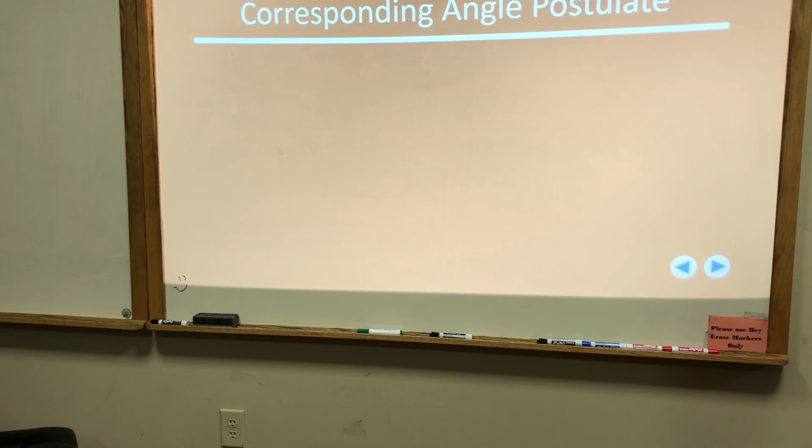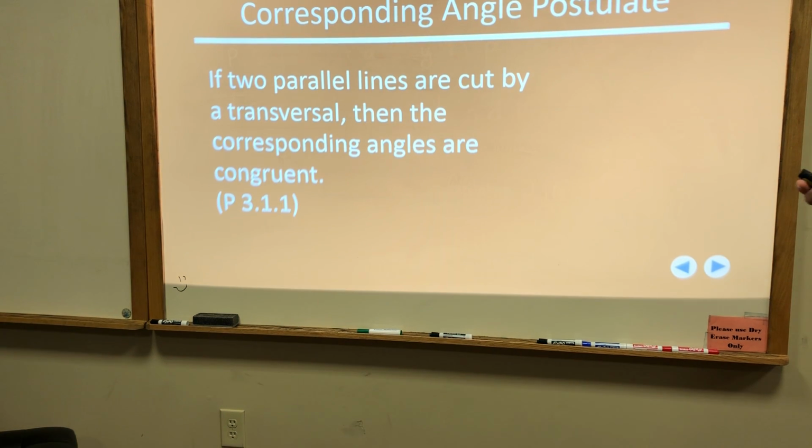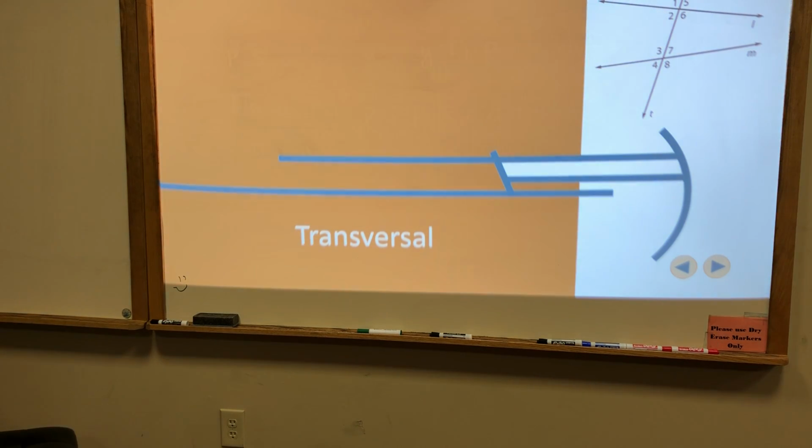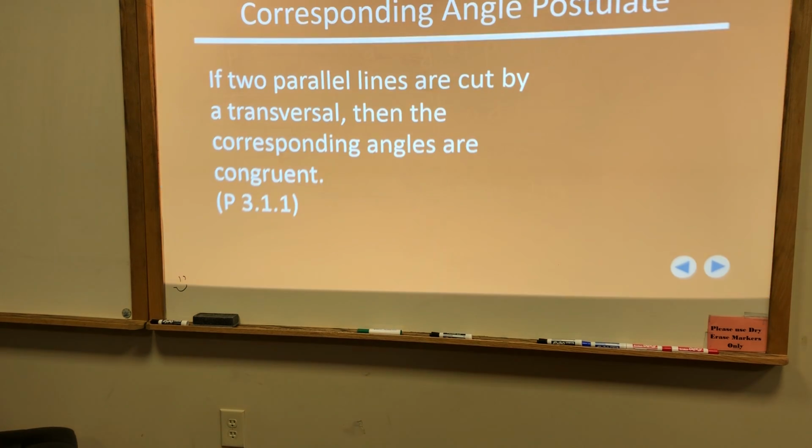Everybody, let's go back here. If you look at this, you will see that these corresponding angles, 1 and 3, 2 and 4, 5 and 7, 6 and 8, according to this definition and this postulate, the corresponding angle postulate 3.11, you will see that it says what? That they are congruent. They are congruent. All right. Now, does everybody understand that? Anybody have any questions on that? So, corresponding angles are congruent.